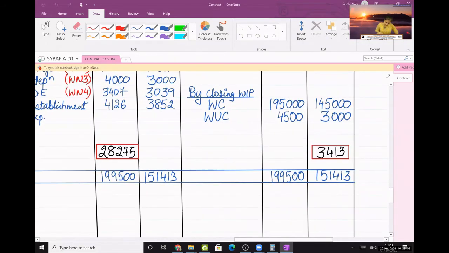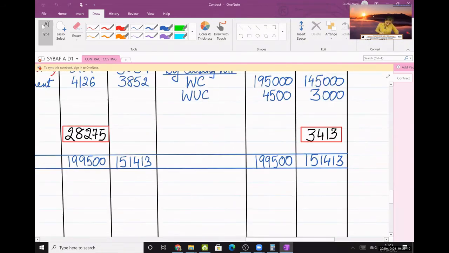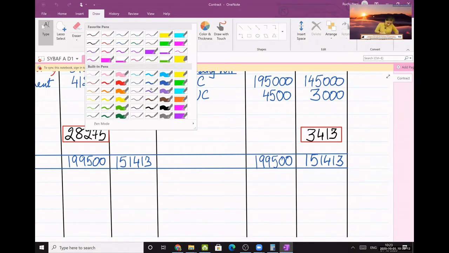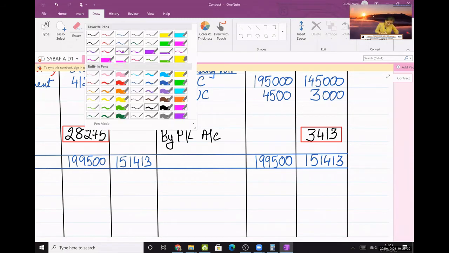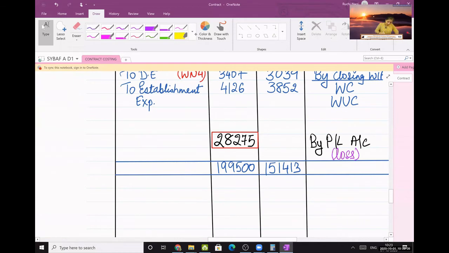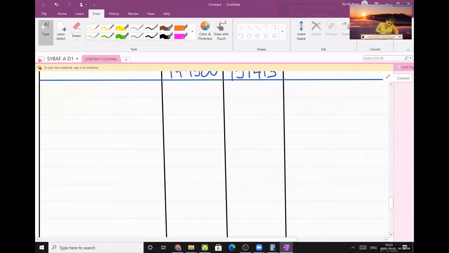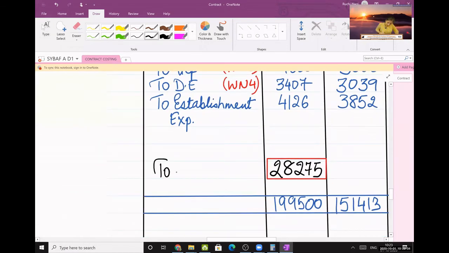So right here, this is a loss, so right here, by P&L account, okay, this is loss. ठीक है, और ये आएगा notional profit, here you will write, okay, here you are going to write to notional profit.